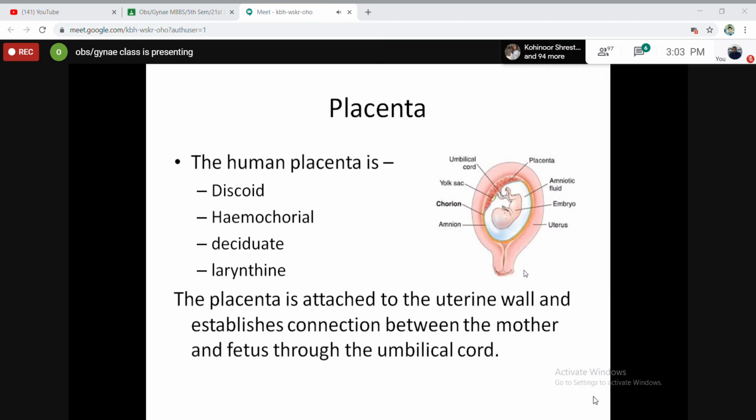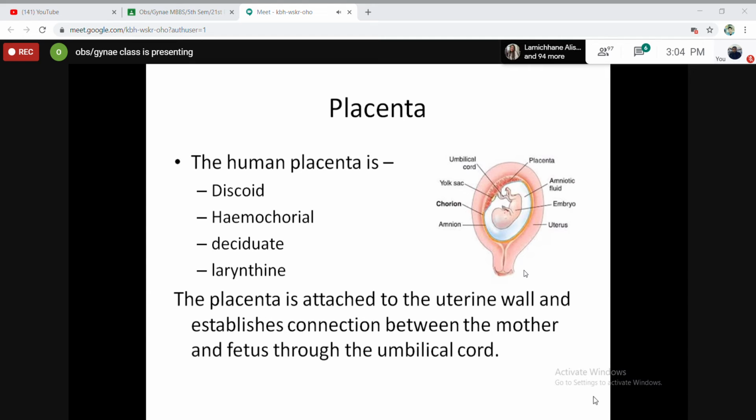So basically, the human placenta is discoid, hemochorial, deciduate and labyrinthine in nature. That means it is just like a coin, round in shape, and it is filled with blood. It is basically made from decidua and it is shed after the delivery of the baby.